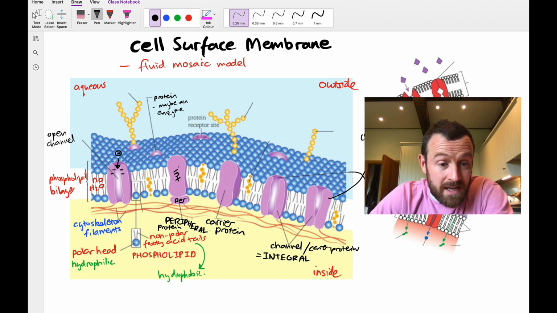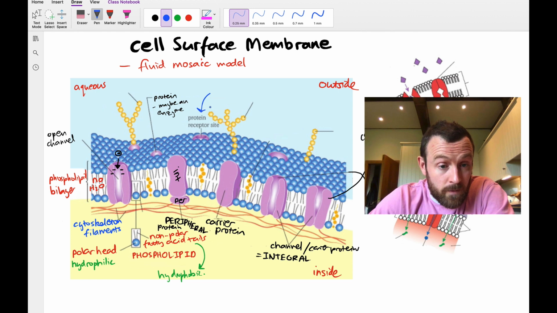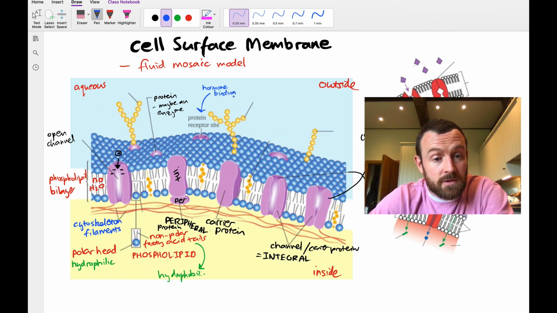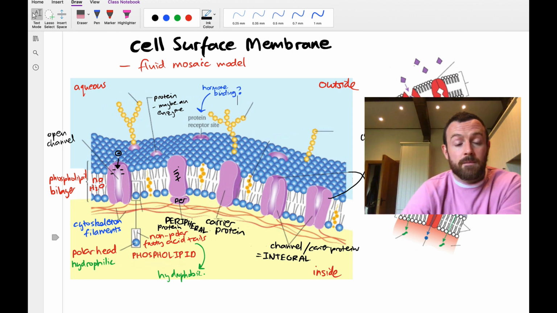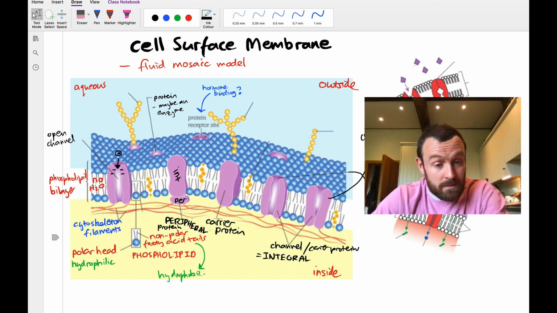Here's a protein as a receptor site. So maybe let's label onto that. You know, maybe a hormone might bind there. Hormone binding. We're going to learn a lot about that in year 13. So maybe that's what happens. A hormone binds that receptor. Perhaps it's an insulin receptor, maybe.